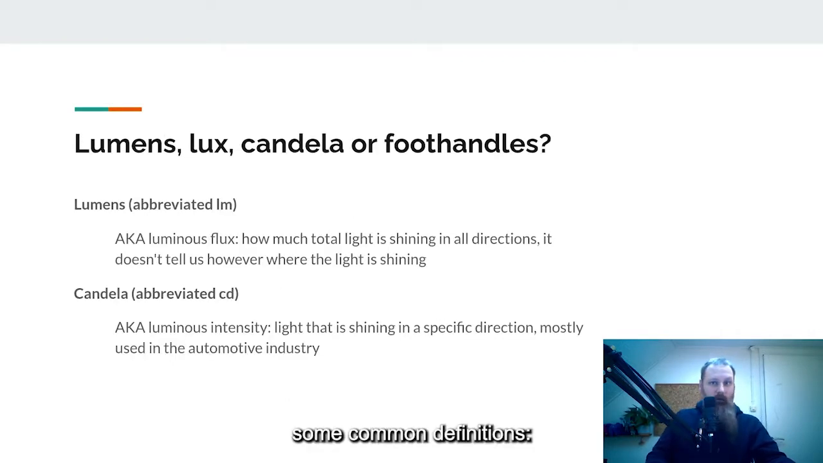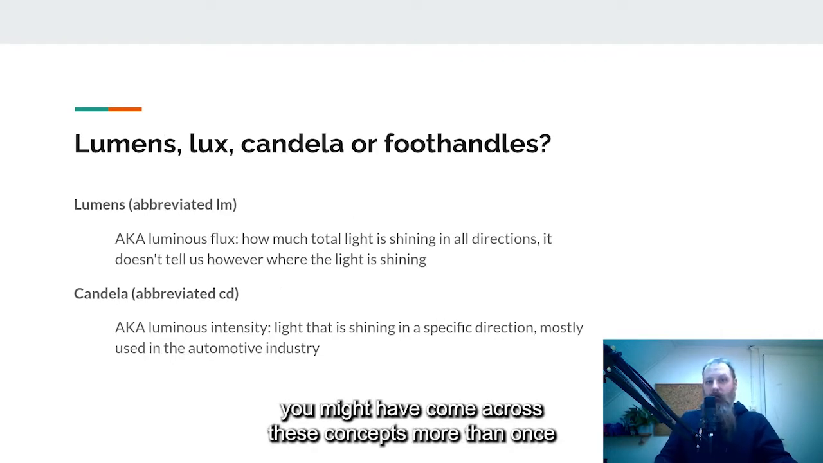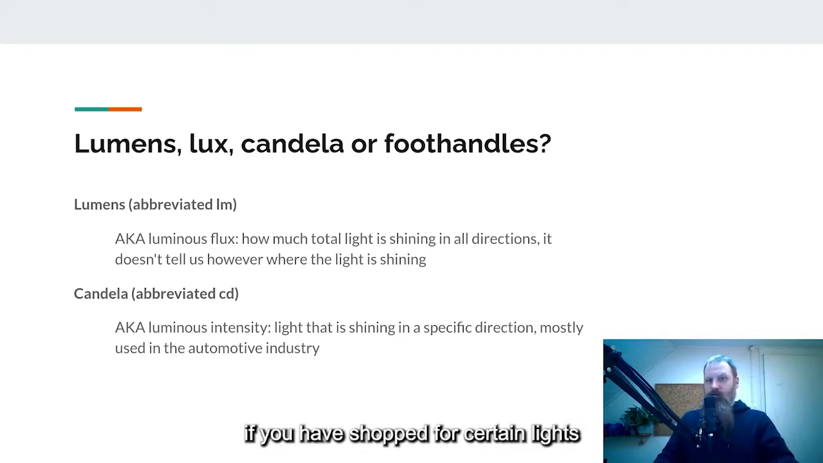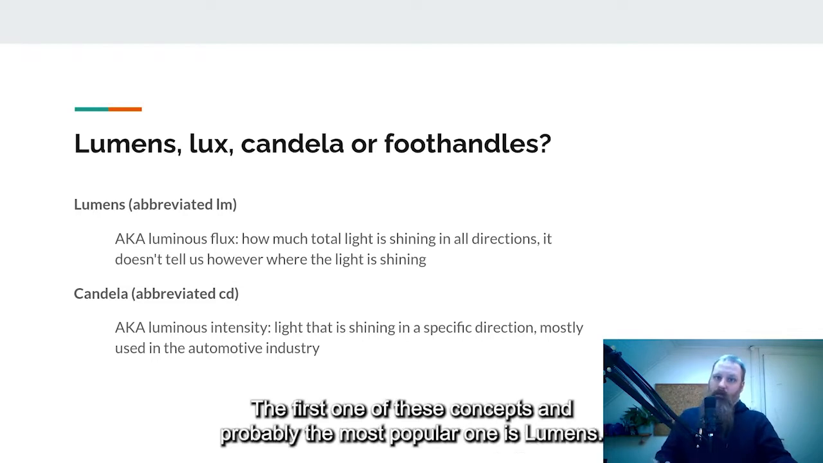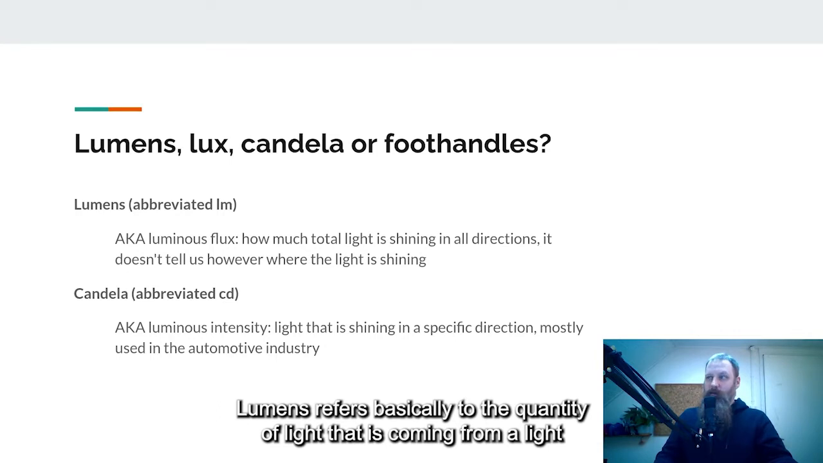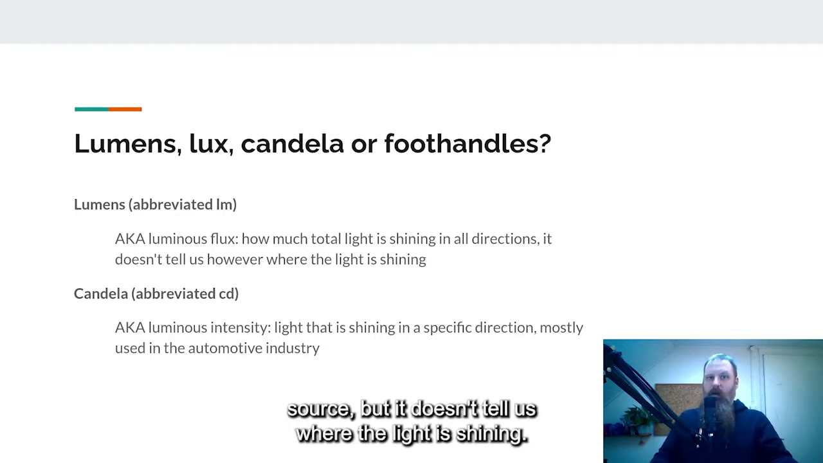So, some common definitions. You might have come across these concepts more than once if you have shopped for certain lights or seen some advertisements where manufacturers claim certain numbers. Well, the first one of these concepts, and probably the most popular one, is lumens. Lumens refers basically to the quantity of light that is coming from a light source, but it doesn't tell us where the light is shining.